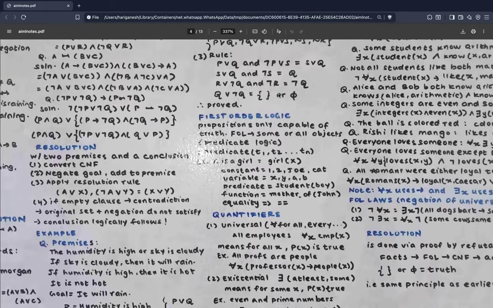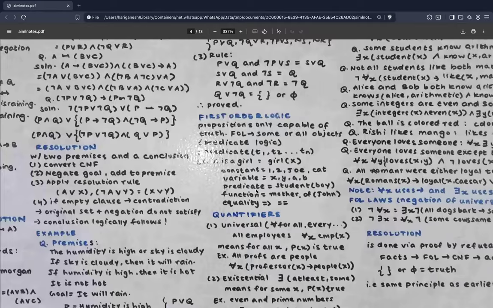The second sort of question you're going to get is first order logic. This is another sort of conversion. Propositions are only capable of true or false statements, but first order logic is going to define everything. So every person is XYZ, some people are XYZ, etc. So this is also known as predicate logic.